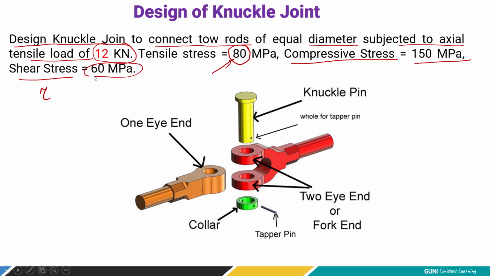Now just look at the figure. What do we have to design? We have to find out the dimensions of these three parts. But what are those? Diameters, thickness, rod end diameter, the knuckle pin diameter. We have to find the head diameters, okay? So let's go through the sketch.